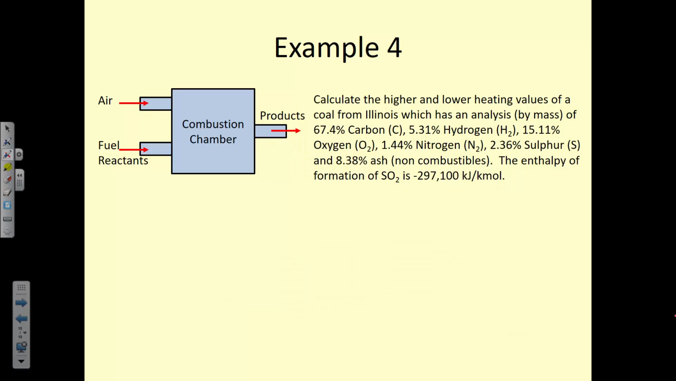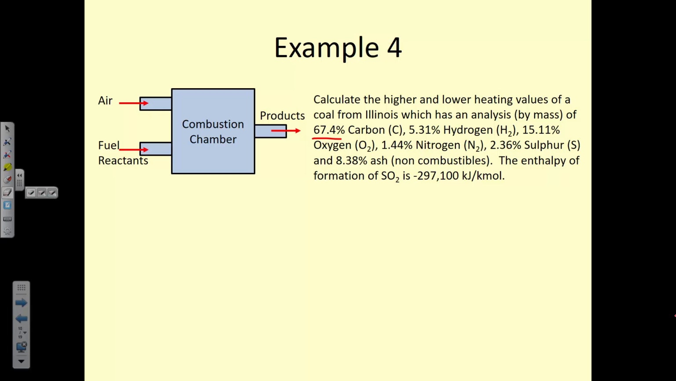It's all very fun, I know. Okay, so we're going to look at this in reality. So we want to find the higher and lower heating values of a coal from Illinois, which has a mass analysis of 67.4% carbon, 5.31% hydrogen, 15.11% oxygen, 1.44% nitrogen, 2.36% sulfur, and then there's 8.38% ash, which is considered to be a non-combustible.